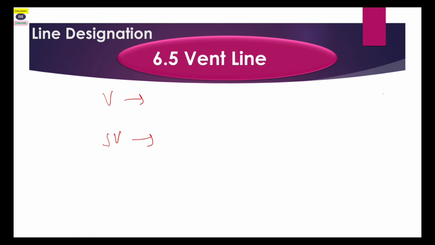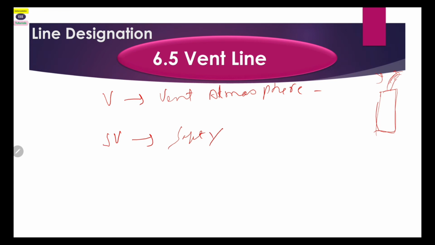Vent air. Vent air is also used when a vessel is given a vent; the air going from the tank to the atmosphere is called the vent line. So if V is simply used in this line, then it is the vent atmosphere. If V is written, then vent atmosphere. If PSV is written, then safety valves such as PSV are used. If PSV outlet is used, then safety valve outlet. So these are the vent line designations.